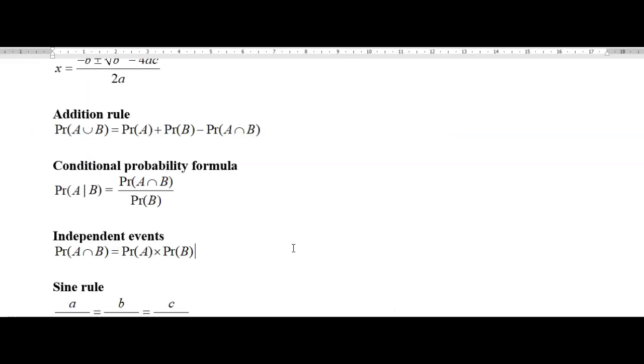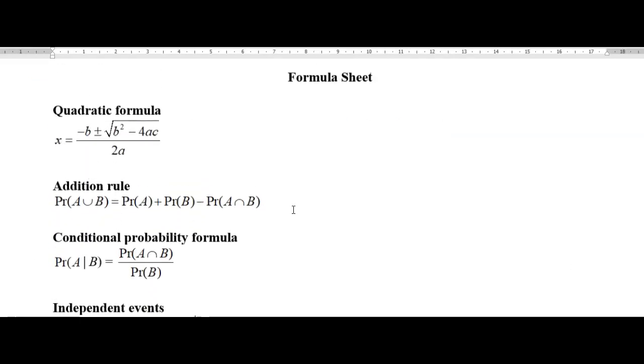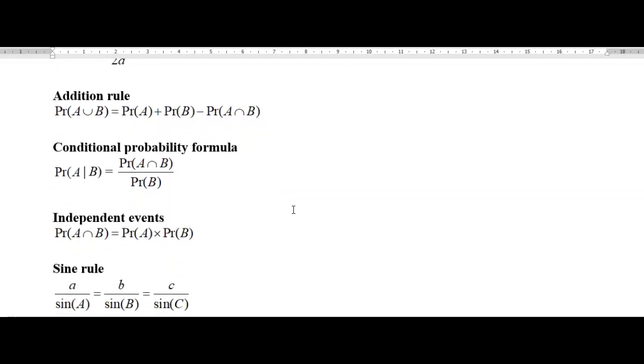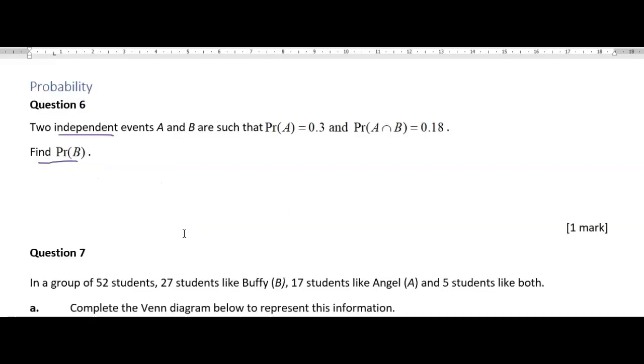You're going to get a formula sheet. In terms of probability, you're going to get the addition rule, the conditional probability formula, and the independent events formula. So this is what we're going to use now. The probability of A and B is equal to the probability of A times the probability of B. Let me just write that down.